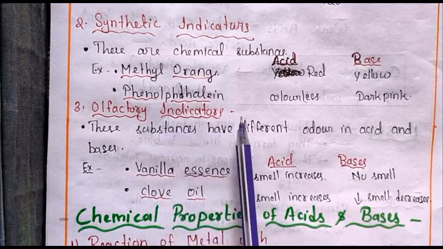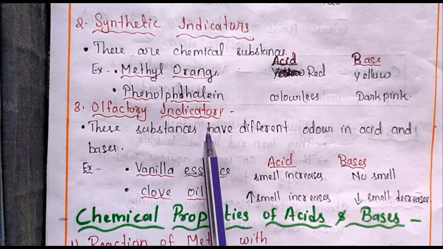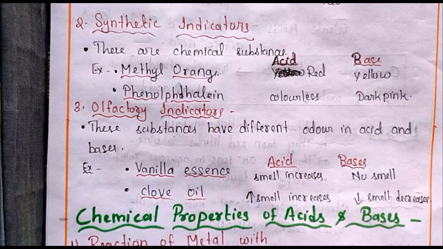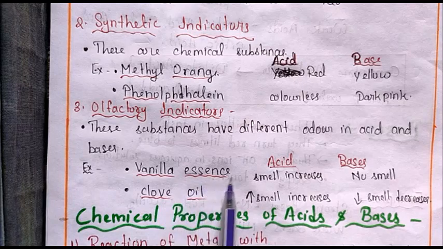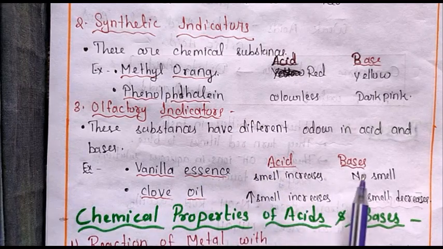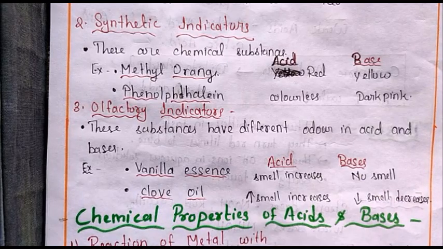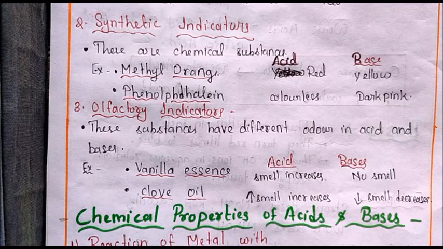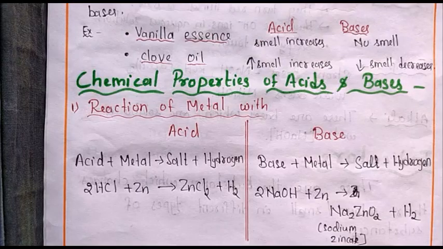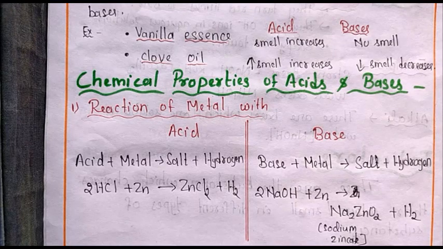So, olfactory indicators are those that change odor in different substances. Like vanilla essence, in acid the smell increases, in base there is no smell. Clove oil, smell increases in acid and decreases in base. We read some physical properties, normal properties of acid and base, like its taste, its color, its odor.